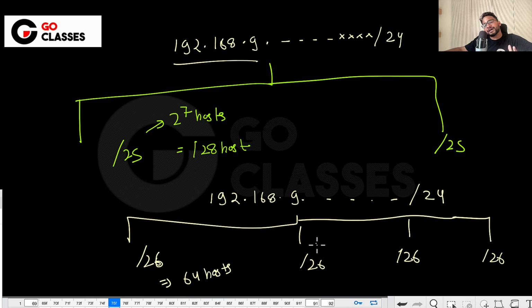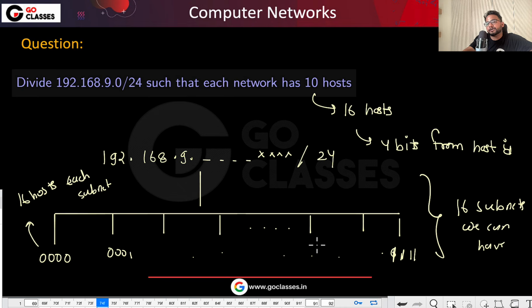So we want such that every part has the minimum hosts. I mean, if we need 10 hosts, then 16 hosts at most every part can have, right? So that's why I've divided into these many parts. Okay, this is a good solution. This is a good division.